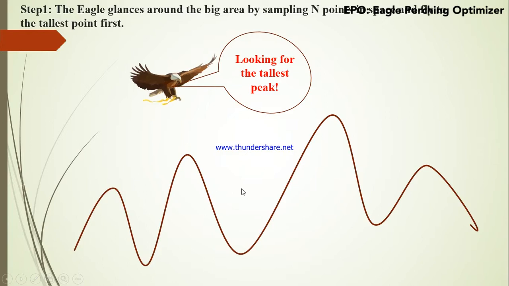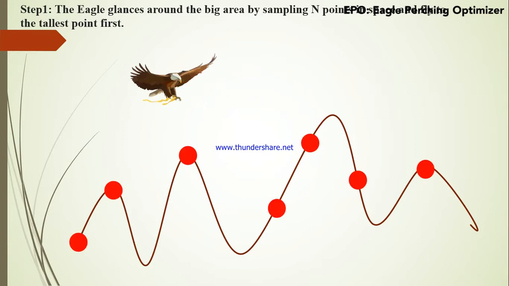To make the motivation more clear to you guys, let me walk you through the simple steps that this algorithm involves. Look at this picture. An eagle is flying around in a hilly area and is in search of the tallest peak. So what it will do, it will glance around and sample the area. The red dots here represent the sampling points or the sampled area. Now it will look for the tallest point within those samples and will move toward that point and reside there.